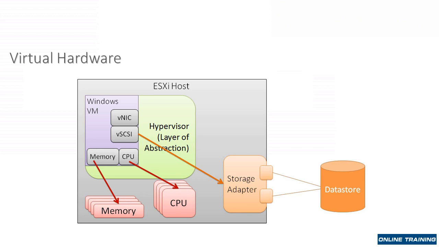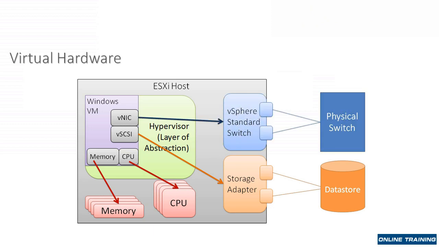And our virtual machine also needs to transmit traffic on the network. And in order to do that, Windows needs to see a network interface card. So we'll install some network interface card drivers in Windows and present an adapter to the guest operating system. And as far as the guest OS is concerned, this virtual hardware seems exactly the same as physical hardware.